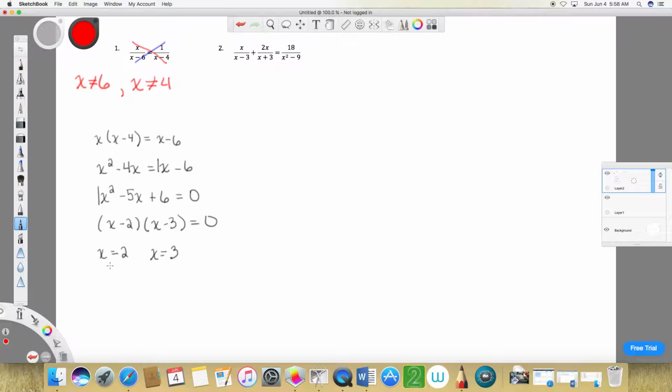So I know that both of these should be solutions to the equation, unless I've made a silly arithmetic error. Neither one of these values is going to cause division by 0. So I'll leave it up to you to plug it in and check and see if the left-hand side is equal to the right-hand side. But you'll find that they are, unless I've made a mistake in my work.